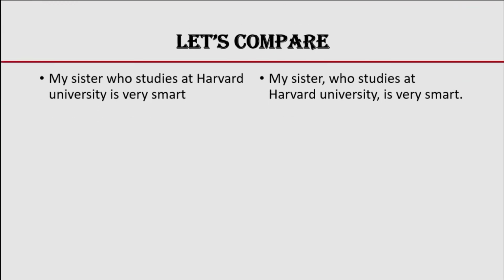Okay, let's continue. Now let's compare these two sentences. My sister, who studies at Harvard University, is very smart. My sister who studies at Harvard University is very smart. Okay, so here we have a difference. A comma. Here we have a comma before and after the relative clause. So which one is defining and non-defining? This one is defining and this one is non-defining.